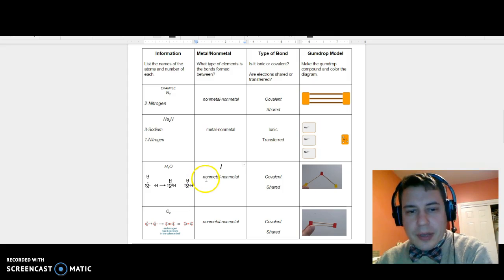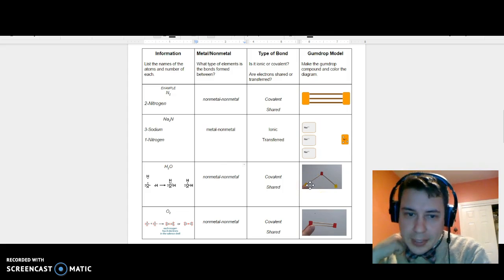Since hydrogen's a nonmetal and oxygen's a nonmetal, that's going to be a covalent bond. Electrons will be shared. And then we made it using our gumdrops here. So that's a picture of one that I made in class today.